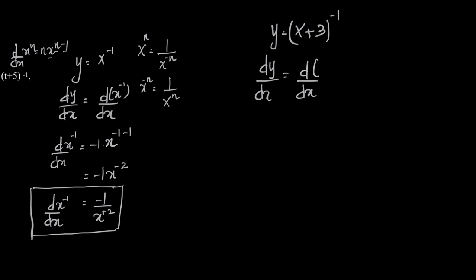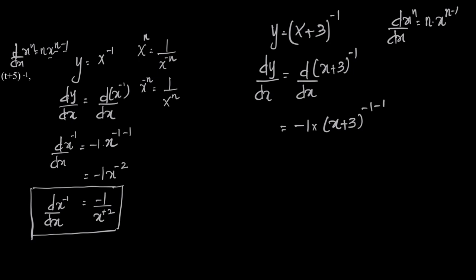d by dx of x plus 3 the whole to the power minus 1, which is equal to n into x to the power n minus 1. So what is n here? Minus 1. What is x here? We don't have x here. Instead of x, we have x plus 3, so it is x plus 3 raised to minus 1 minus 1. Now, since it is not just x but x plus 3, we need to multiply into d by dx of x plus 3. So this is what we have to do.